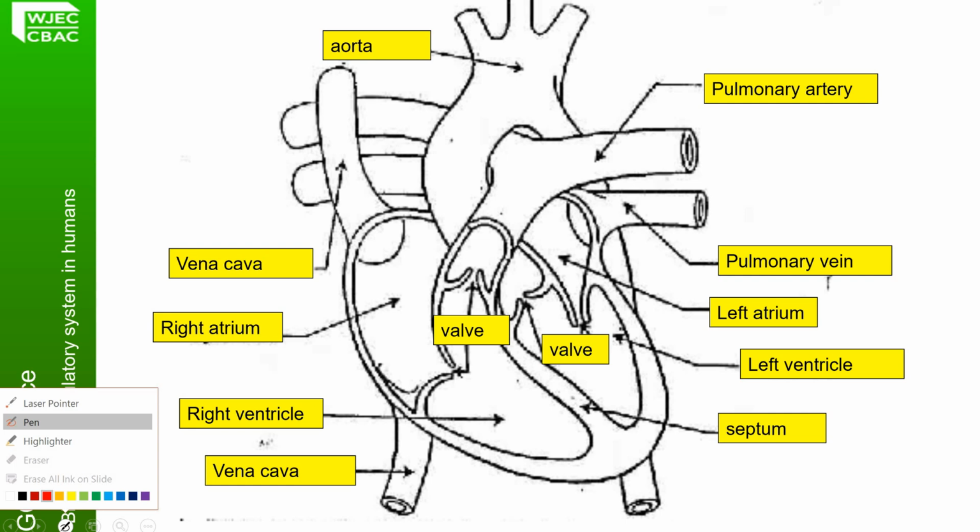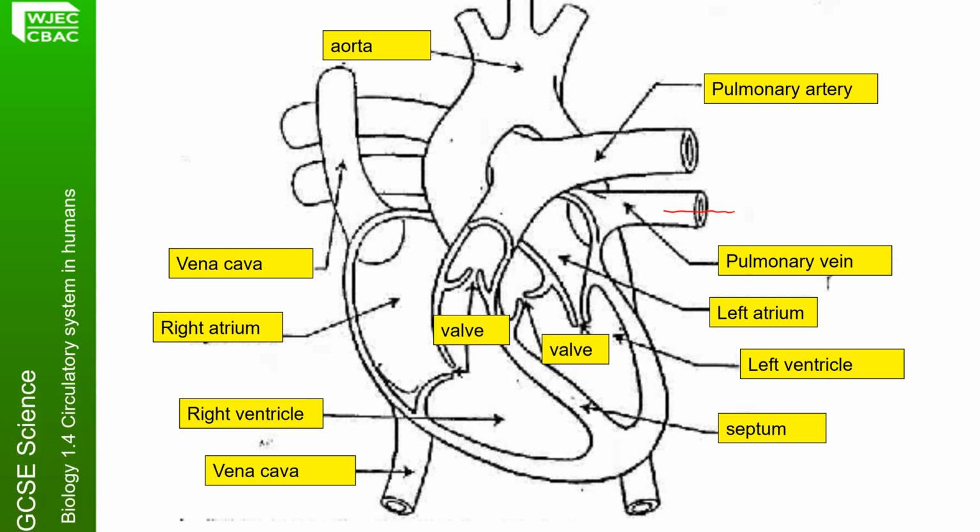And I'm going to start at the pulmonary vein here. So this oxygenated blood has come into the heart via the pulmonary vein, and it's come from the lungs. How do we know it's come from the lungs? Well, first of all, the word pulmonary is always to do with the lungs. And secondly, if it's oxygenated, it must have come from the lungs because it's picked up oxygen. So, into the heart on the left side.